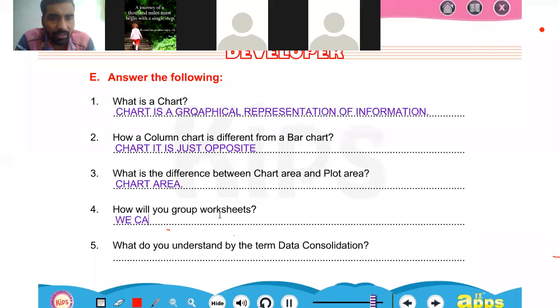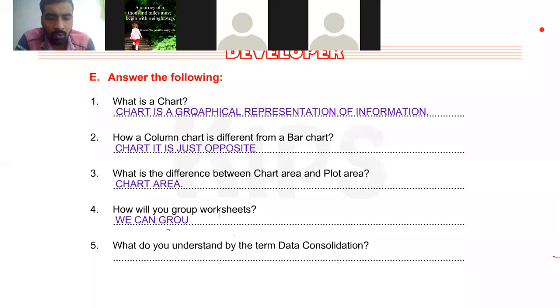Next, how will you group worksheet? We can group worksheet by pressing and holding shift key and then selecting sheet number 3.